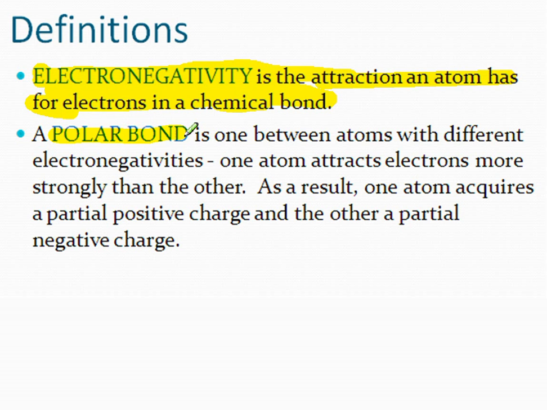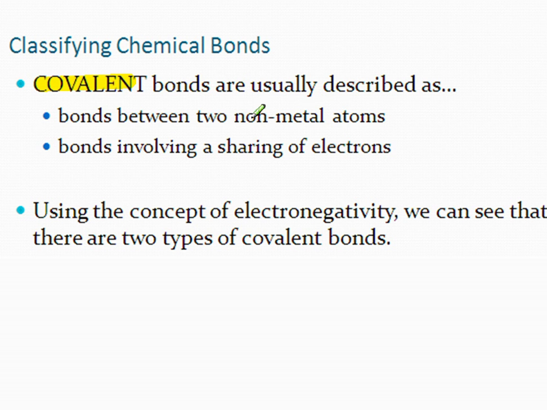A polar bond is basically one where the atoms have different electronegativities. That's when you do the subtraction with the electronegativity values. You subtract those, and then you get a polar bond. I'll do some examples of that as well. Covalent bonds, as we already talked about, are between two nonmetals, so that's key. If you're looking for covalent bonding on the test, it's got to be two nonmetals from the periodic table, and they're sharing electrons. Then we can break the bonds down even further using electronegativity.